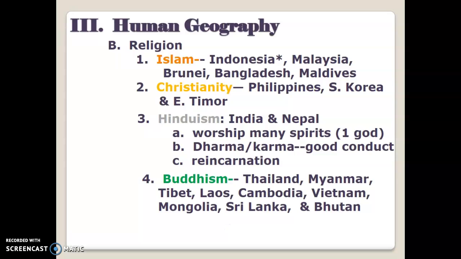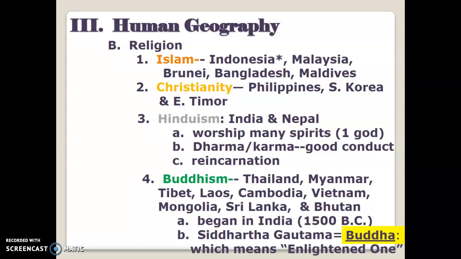Buddhism is the most widely practiced religion, quote unquote religion, in this part of the world, because Buddhism is actually a philosophy. It's practiced in Thailand, Myanmar, Tibet, which isn't a country, but it's on the western side of China, Laos, Cambodia, Vietnam, Mongolia, Sri Lanka, and Bhutan. Remember, Buddhism began in India, and you can see it's not really practiced in India today, and it was founded by the person known as Siddhartha Gautama, also known as the Enlightened One or Buddha. And they're going to be green on our map.